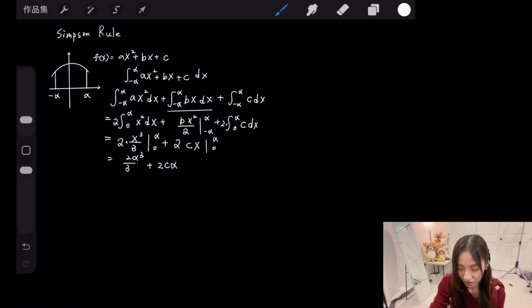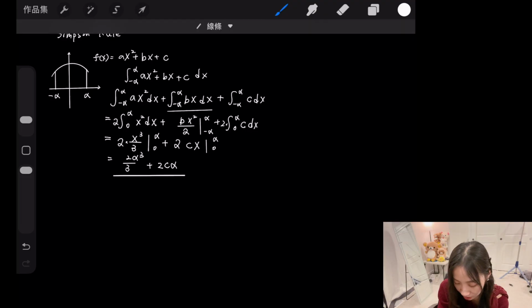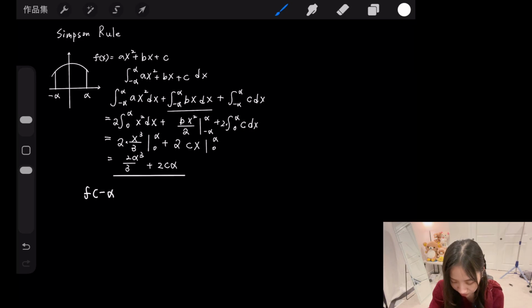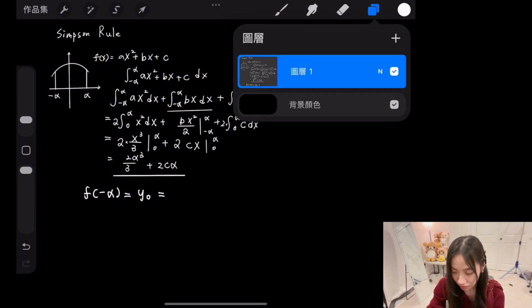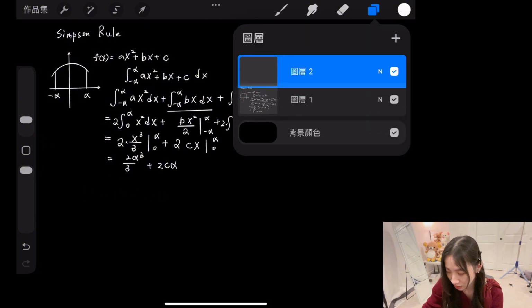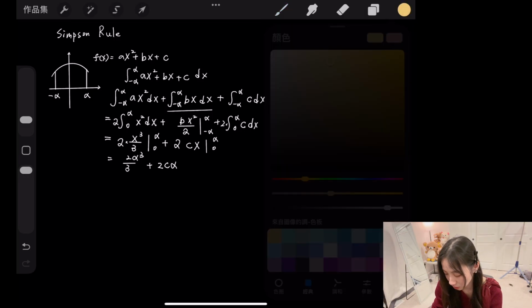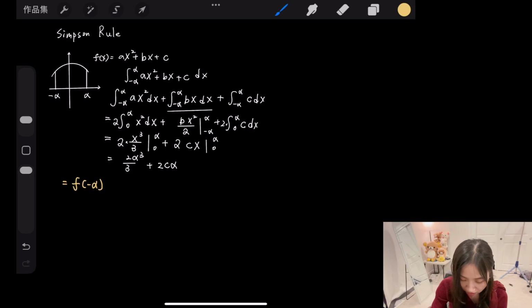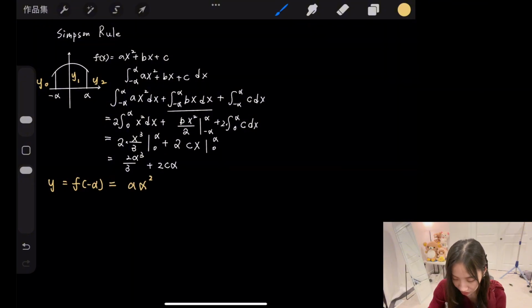Okay, so here is the integration part. This is the outcome. Let's see how we can make it relate here. Let's assume your f of minus alpha will be your y sub 0. Let me see, I think I should use a different layer and different colors as well. So your f of minus alpha is your y0, which will be a times alpha to the power of 2 minus b alpha plus c. Your y sub 1 will be f of 0, which will be c.